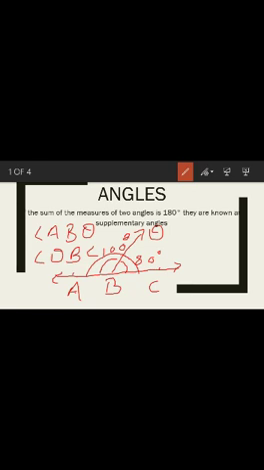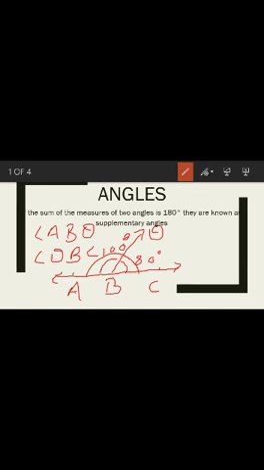If we add angle ABD plus angle DBC, we will easily get angle ABC, which is 180 degrees. Understood? Angle ABD plus angle DBC is equal to angle ABC. That is 100 degrees plus 80 degrees is equal to 180 degrees. Then what can we say? We can say that angle ABD and angle DBC are supplementary angles.